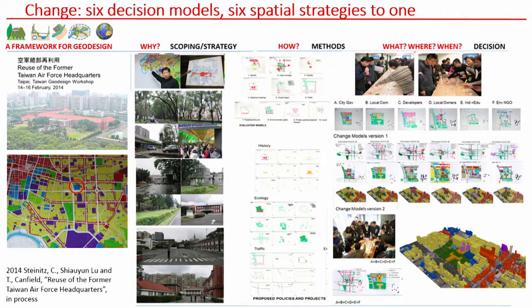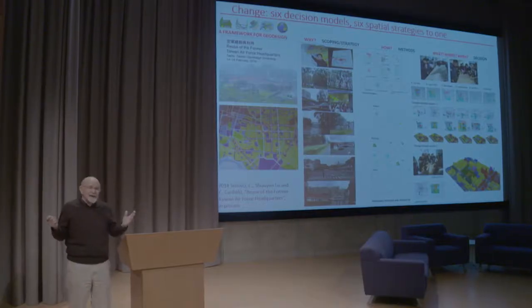And we had the Esri Taiwan City Engine team working with us, and they each made a model of the designs, and there was a process of consolidation and negotiation, and that was the negotiated solution for the group of students who were representing city government, local government developers, local owners of property, industry and education, and environmental NGOs, who didn't agree at the beginning.